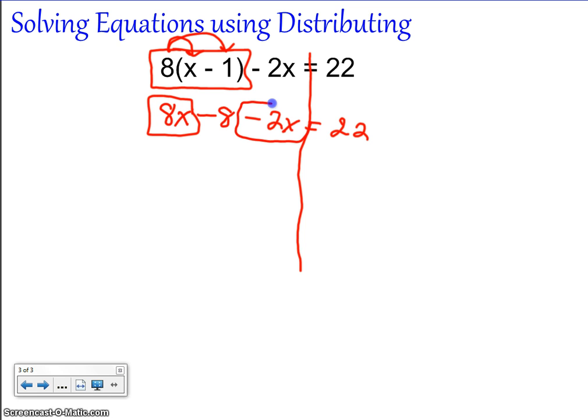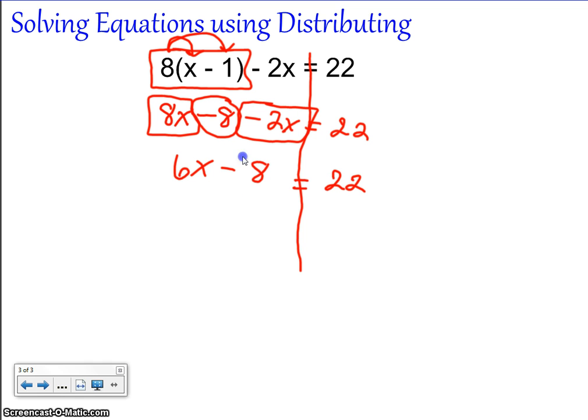because they're both in the x family. And then this negative 8, he doesn't have anybody else to combine to, because he has no other family members hanging out on that side with him. So 8x minus 2x gives me a 6x. The negative 8 I'm just going to bring down, because like I said before, no other members of his family on that side, equals 22.